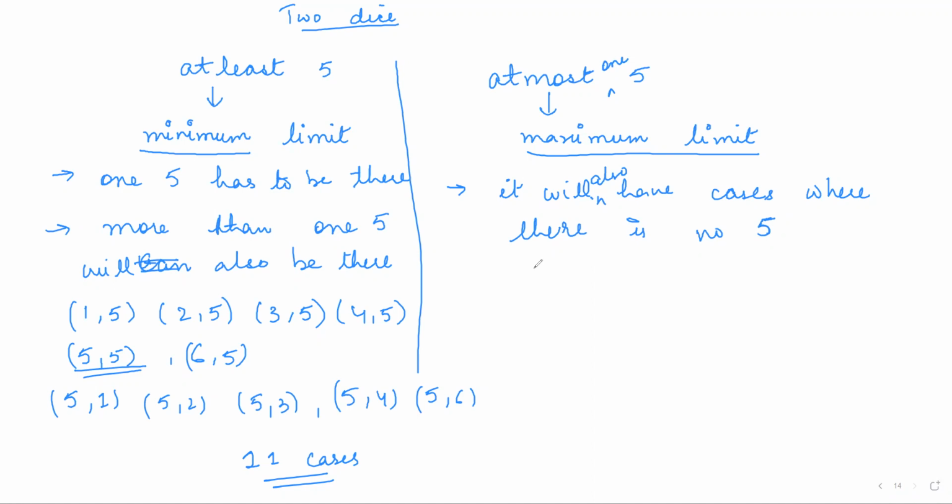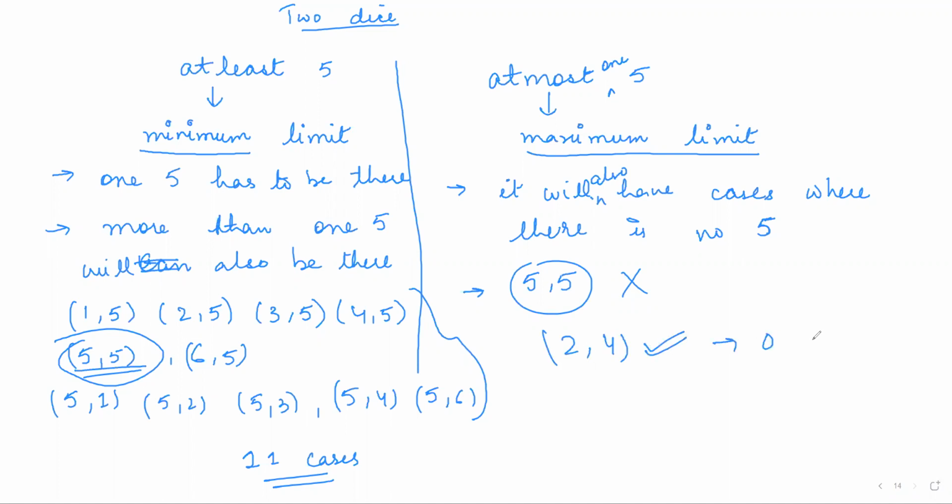So all these cases will be there, but this case will not be there. 5 and 5 will not be here because it is crossing the maximum limit of 5. But this case, for example, 2 and 4, will be there. It is having 5, right? So this comes under at most, and this will not come under at most. I hope it's clear what is at least 5 and at most 5.